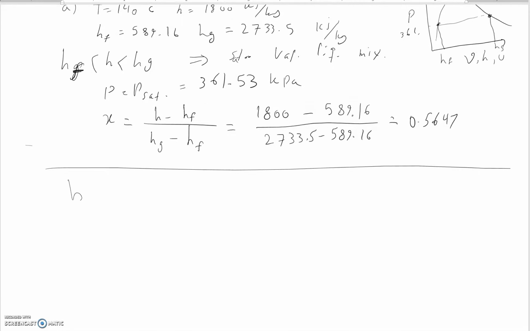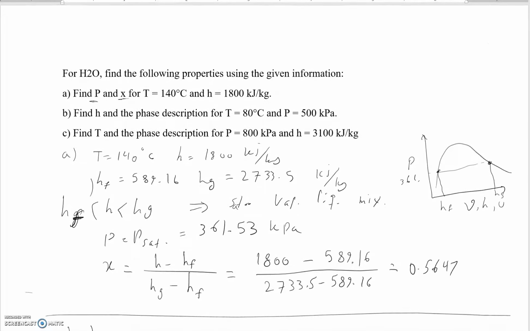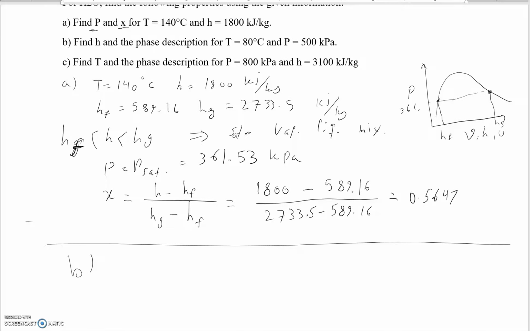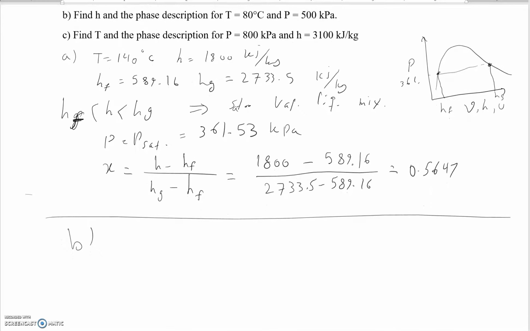Part B. In part B, we have the information about the temperature and pressure, and we are going to find the enthalpy and phase description, right? So temperature is 80 degrees Celsius, pressure is 500 kilopascal. What I would suggest you do when you have temperature and pressure is to check, if you assume that this temperature is the saturation temperature, what should its pressure be?